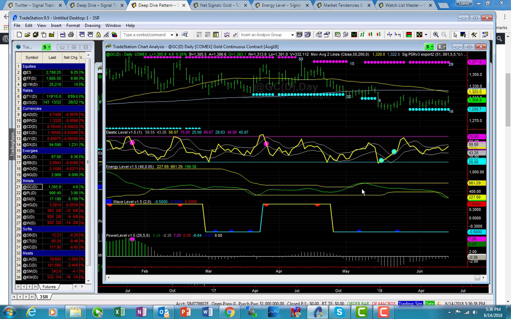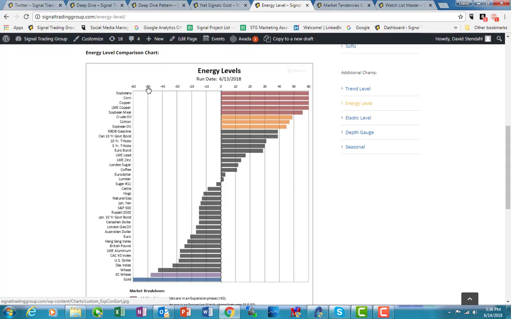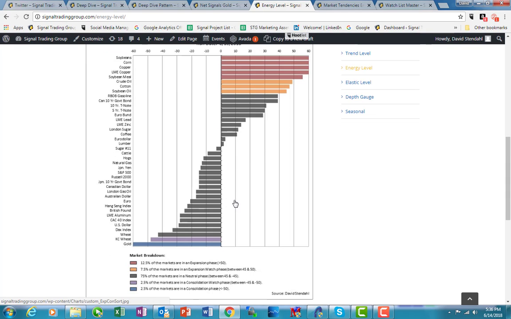Now here's the energy level that I point out quite a bit. It's a green line that's telling about the energy level, and the fact that we're below this yellow level right through here tells us that the market is quite low. And so here is the energy level of all the 40-odd markets that we track. You can see that gold is the lowest, meaning it's in the tightest consolidation of all the markets.